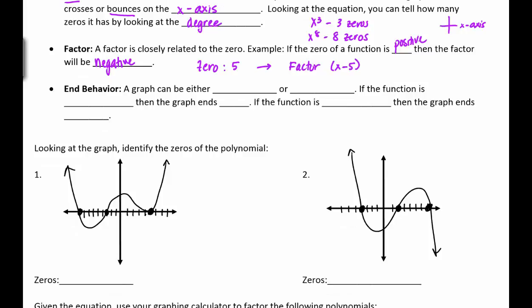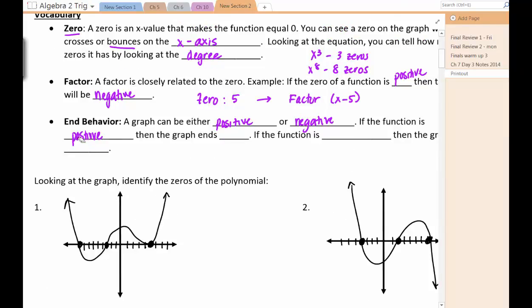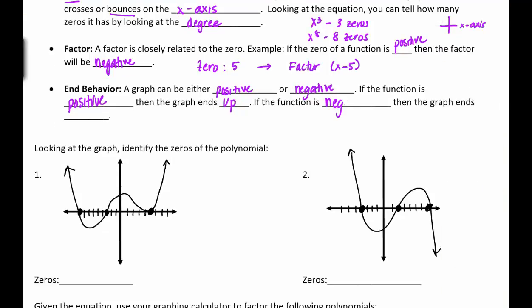And then lastly is end behavior. This is what's happening at the end of the graph. And a graph can either be positive or negative. If the function is positive, then the graph ends up. I kind of wrote those weird. Let's try again. We'll write positive and up. And if the function is negative, the graph ends down.